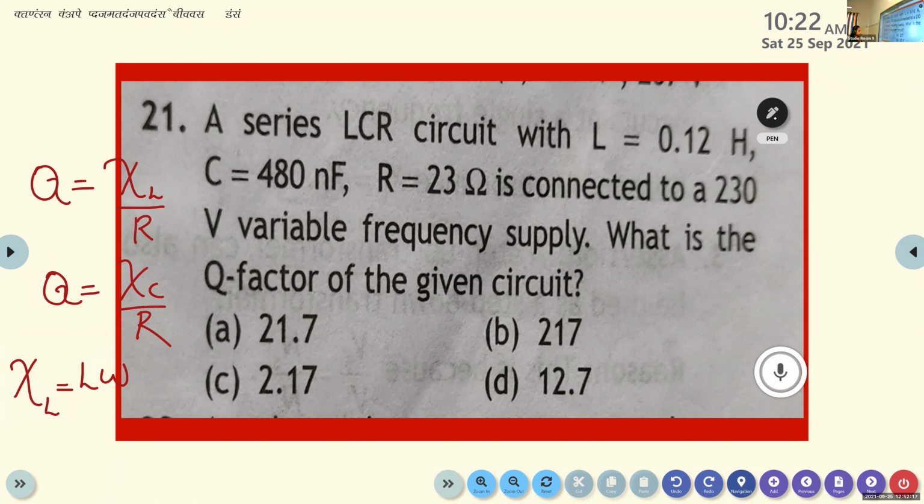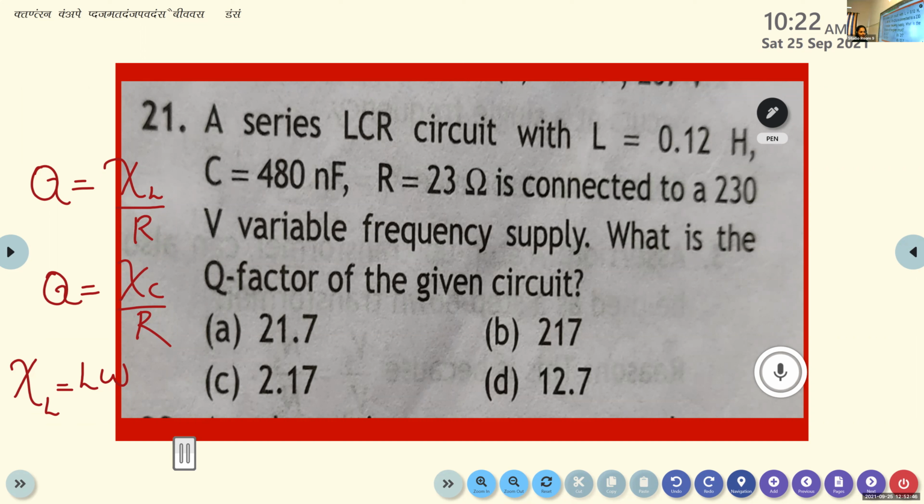Chi L is equal to L omega. And we know that omega is equal to 2 pi f. But here the frequency is not given. Then how can we calculate omega? There is one more equation to calculate omega. Try to recall that equation quickly. 1 by root LC. Yes, very good. Omega is equal to 1 by root LC.